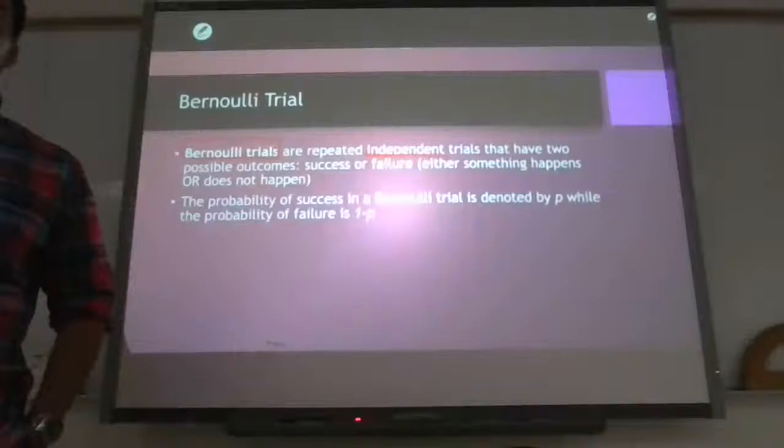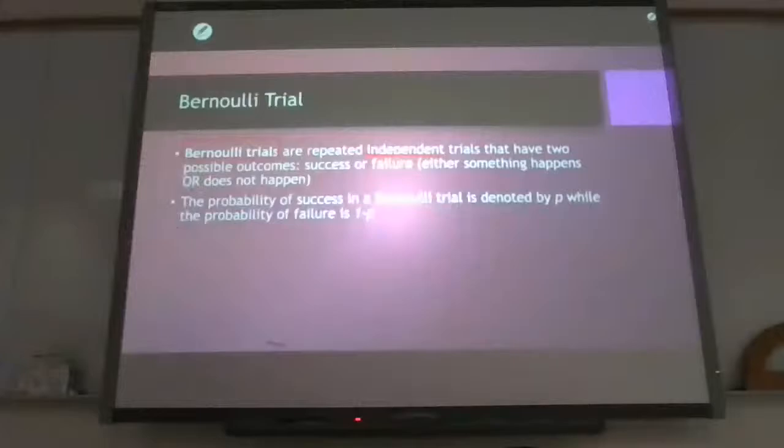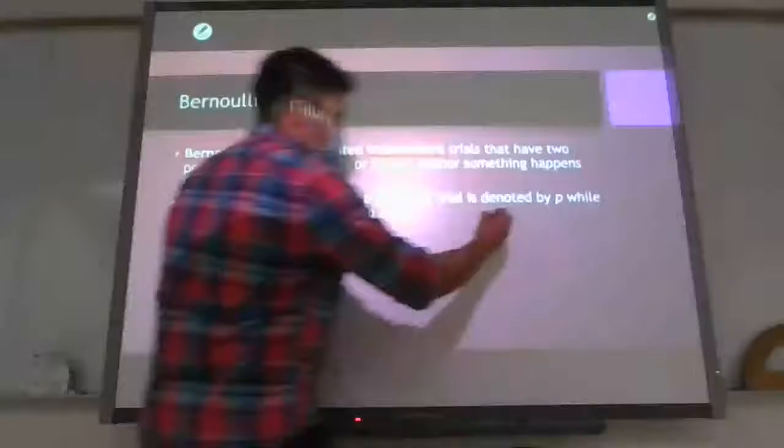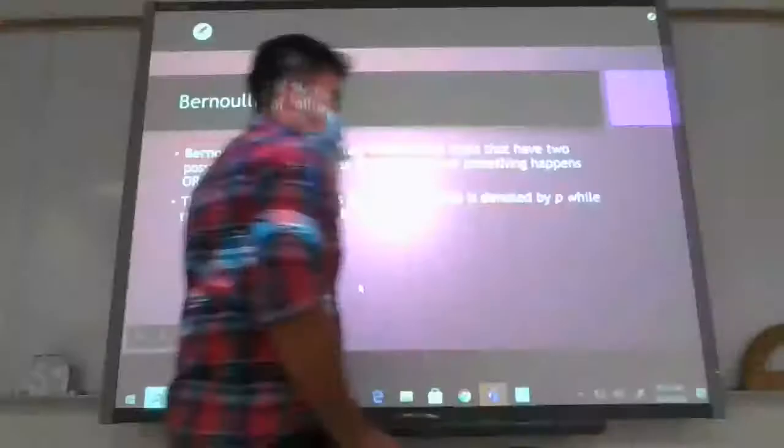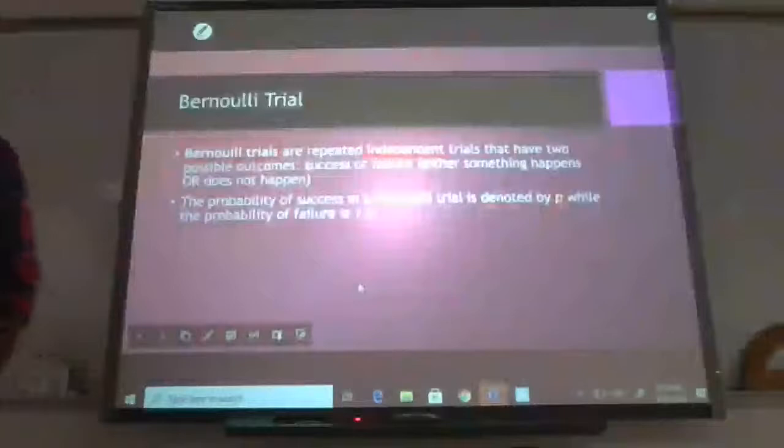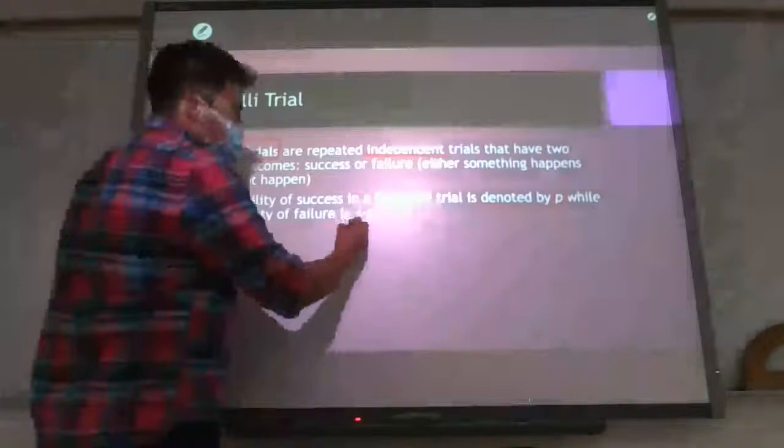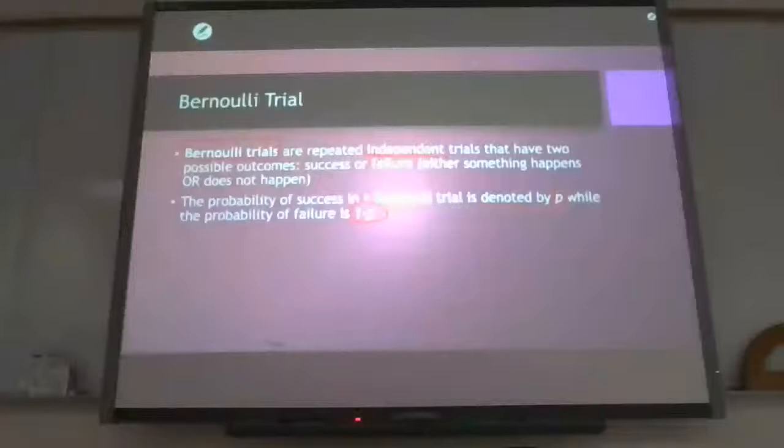It's been pretty true a couple of times. So the probability of success in a Bernoulli trial, we denote as P. That's just the notation that we use for this. We just use P for success, and if it's a failure, we use 1 minus P. Anyone want to guess what 1 minus P is?